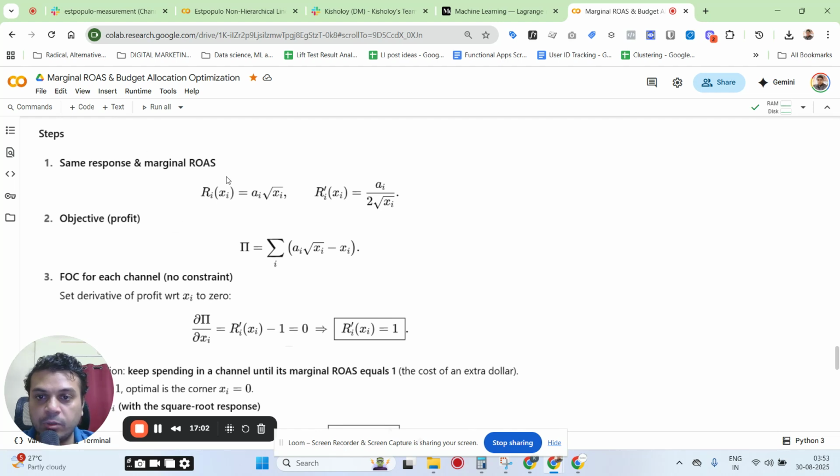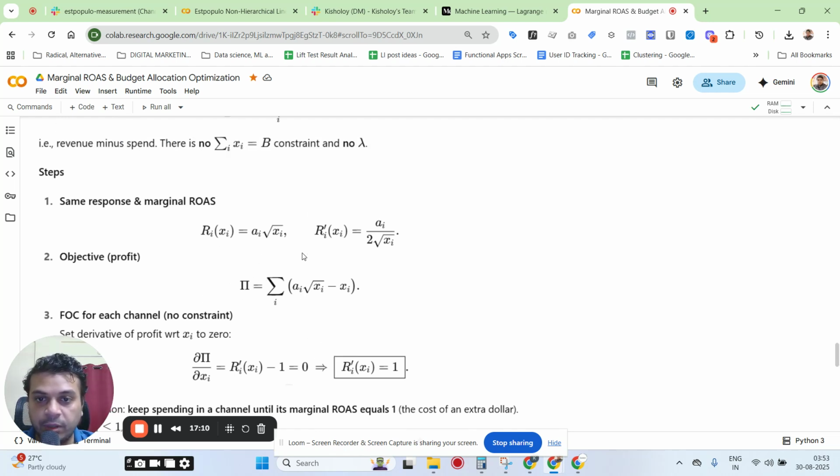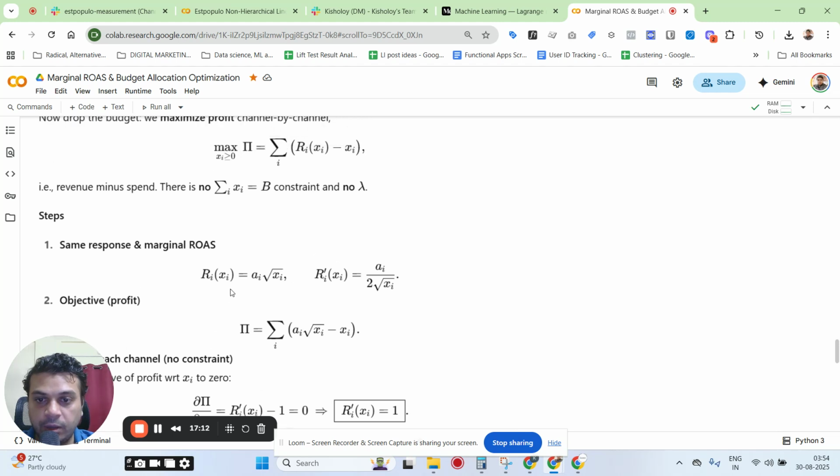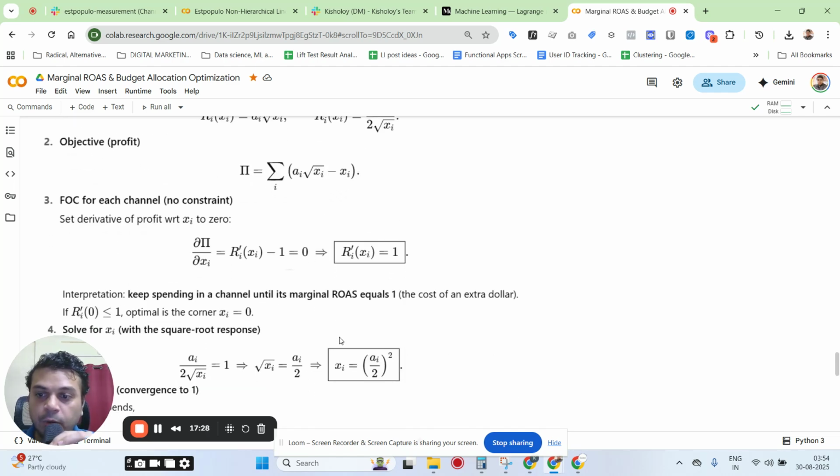So the response remains the same. This is our response curve, this is how the revenue and spends are related, and the first derivative looks like this. So this is the objective function of the profit, which is what we want to maximize. So ri of xi actually looks like A root of xi, and then we have minus xi, and then we go for the first order condition, right? We saw that.